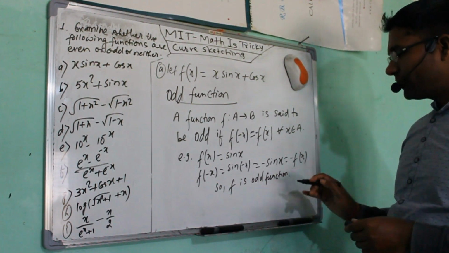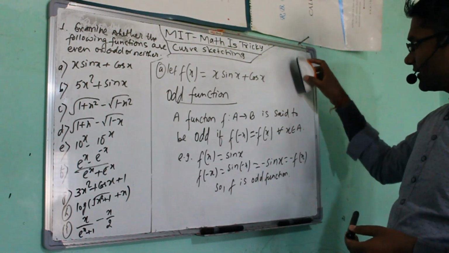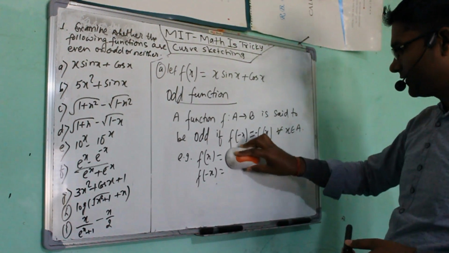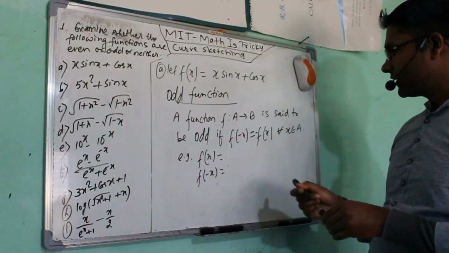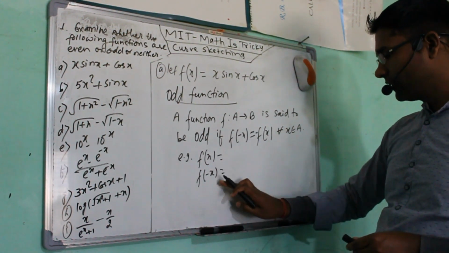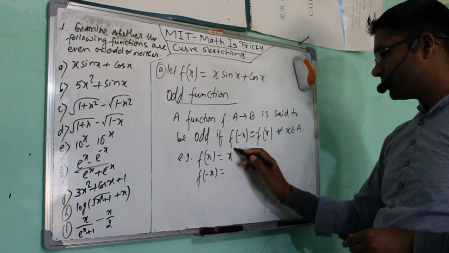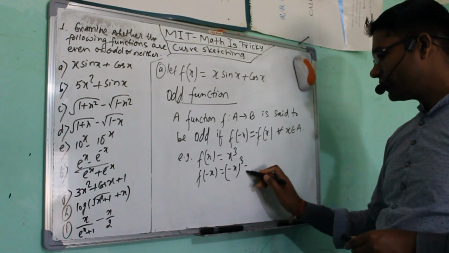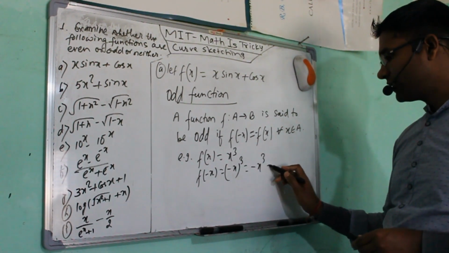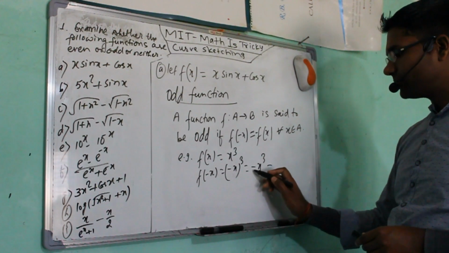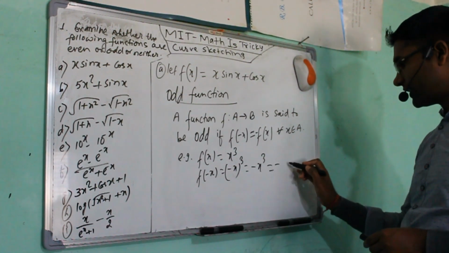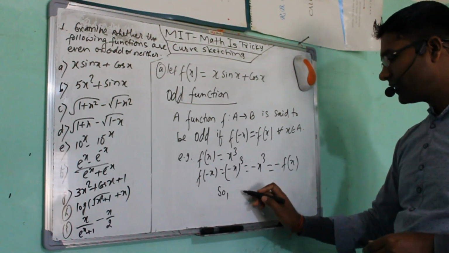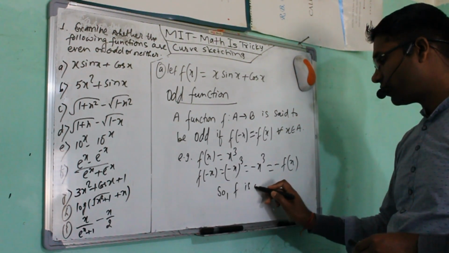Let me take one more example and explain it. Suppose the function is x cube. Then f of minus x is minus x whole cube, which is minus x cube, and that is minus f of x. So in this case also, the function f is an odd function.